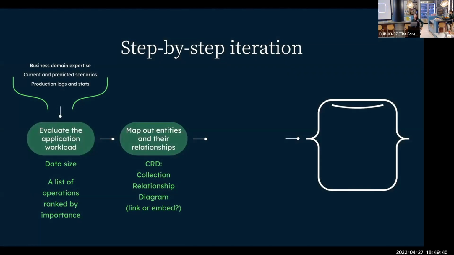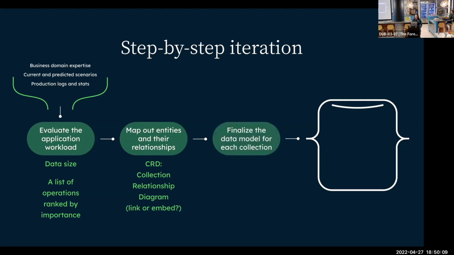So if we go back to our step-by-step iteration, we've done that. We studied our workloads. We understand where we are in the cycle of evolution of an application or our microservice, and we're understanding the data size and what my operations are, ranked by importance. We mapped our entities. We define what's going to be linked and what's going to be embedded based on our application.